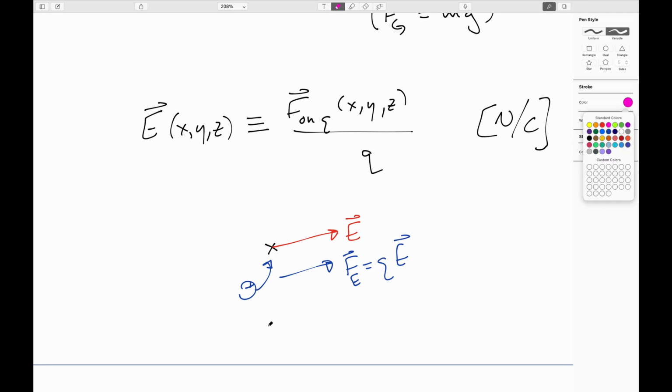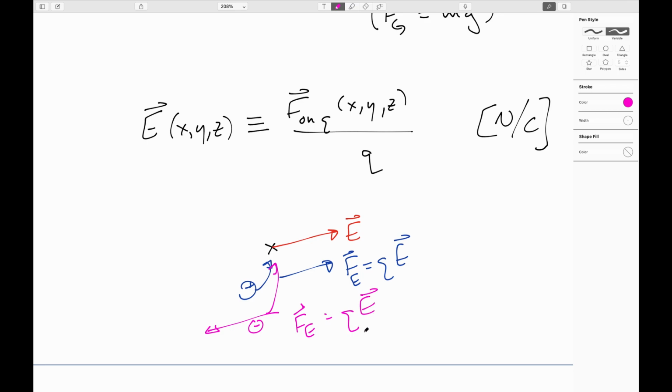On the other hand, if I were to stick a negative charge at that location, the electric force would be in the opposite direction. You'd still just write Q times E. But now, because Q is a negative number, that means that F will point in the opposite direction of E, and the force will be anti-parallel to the field. So the field is a vector. It isn't going from anywhere to anywhere. It is a vector that we associate with a position that gives us information about the direction.